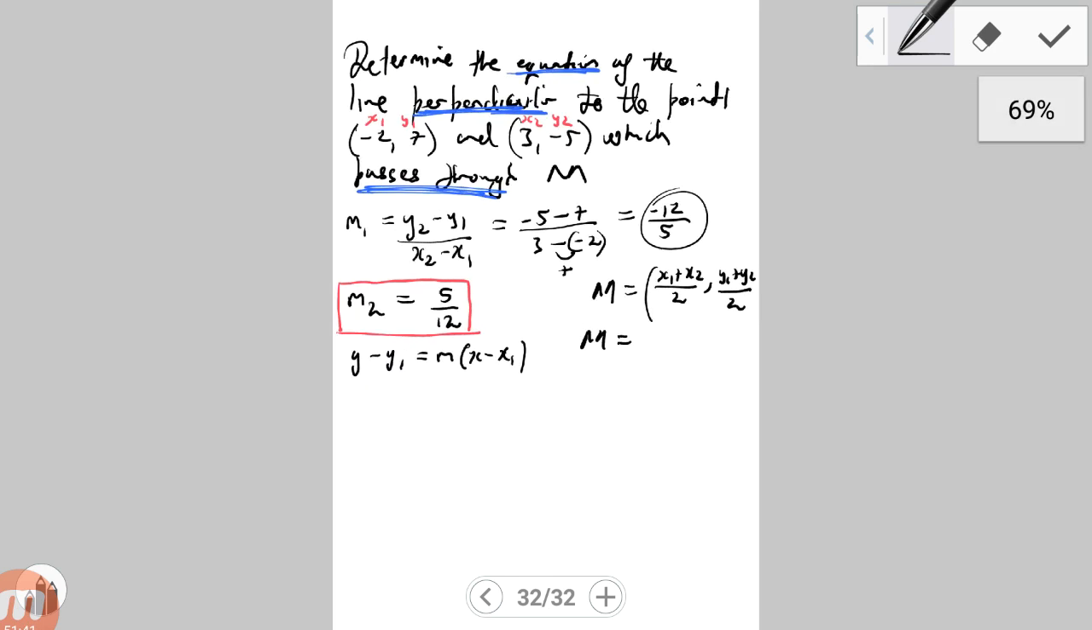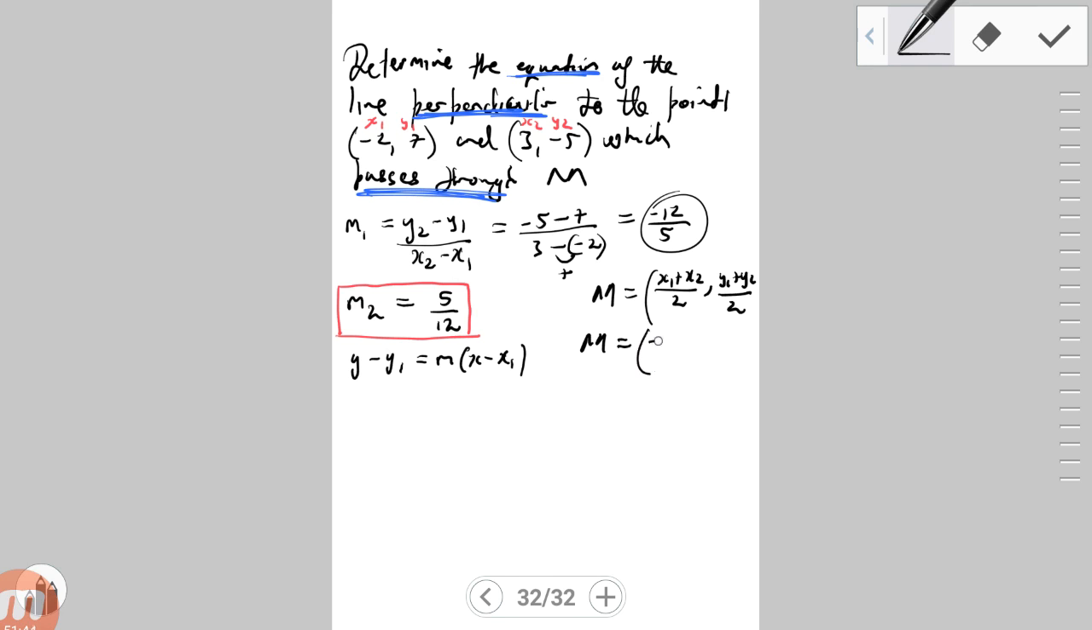So x1 here, let's go back. x1 is minus 2 and x2 is 3, over 2, comma, y1 is 7 plus y2 is negative 5, over 2. So M here works out nicely to be 1 over 2, comma, 7 plus minus 5 is 2, over 2. And so M here, which is the midpoint, works out to be a half, comma, 1.